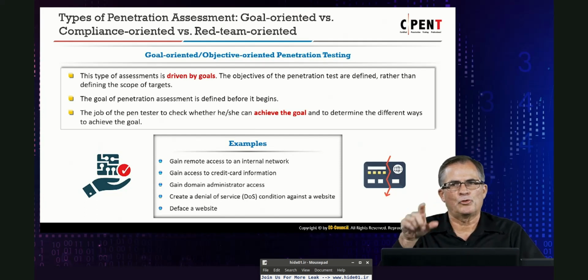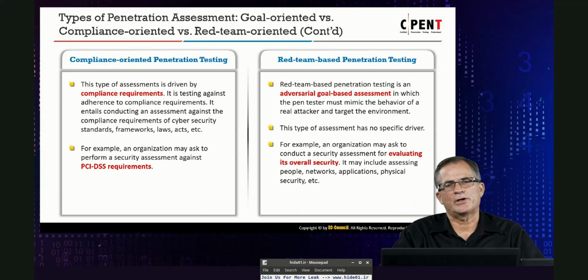You want to find out what's the goal of the assessment. What is the goal of the client for you to achieve by running the test? Compliance. Maybe they're just trying to see if they're compliant with PCI DSS, for instance. It could be a compliance penetration test. Or you could do an all-out adversarial approach where it's a red team.